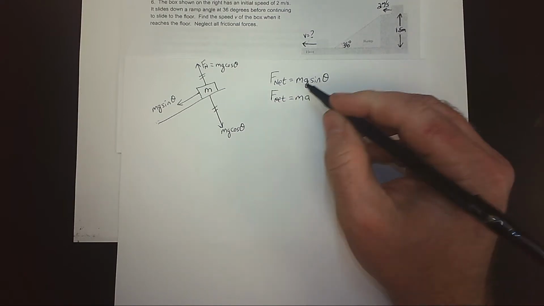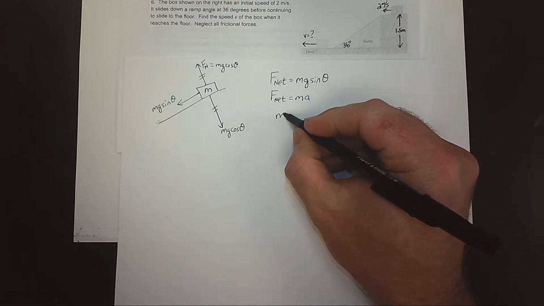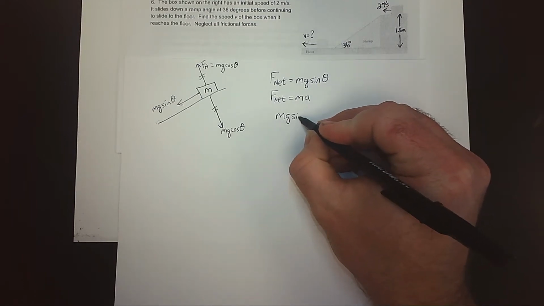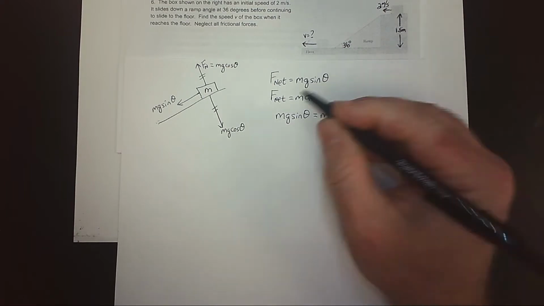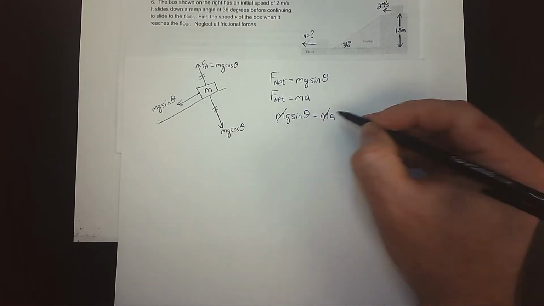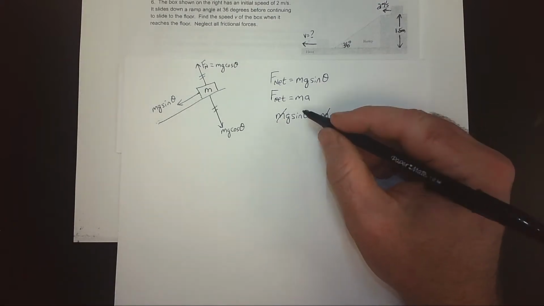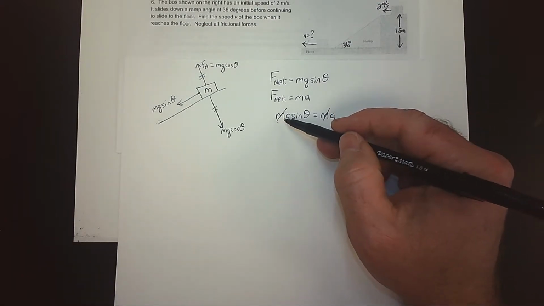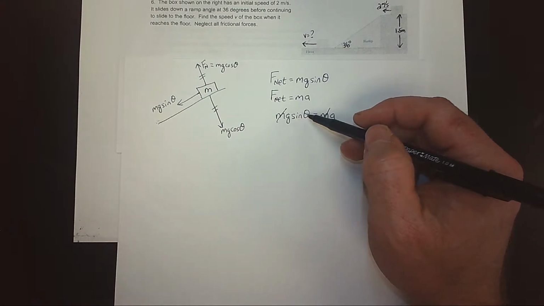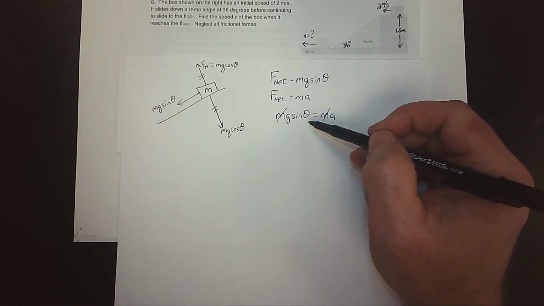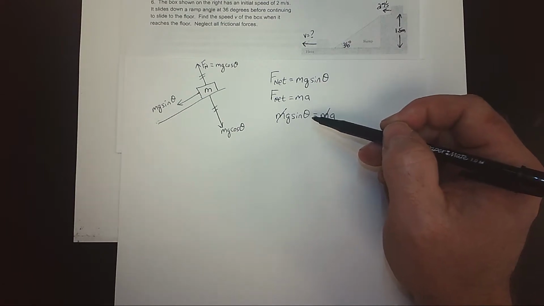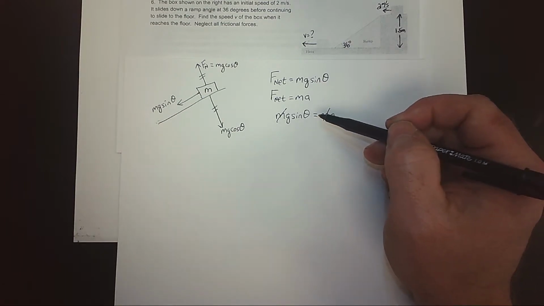We also use Newton's second law. And so when you set these equal to each other, you get mg sine theta equals mass times acceleration. And you notice that you can cancel out the masses. Anything that shows up on both sides of the equation and in every term of the equation, you can cancel out. You don't need it. It's the equivalent of dividing everything by m. And that's okay in algebra. You can do whatever you want as long as you do it to everything in the equation.